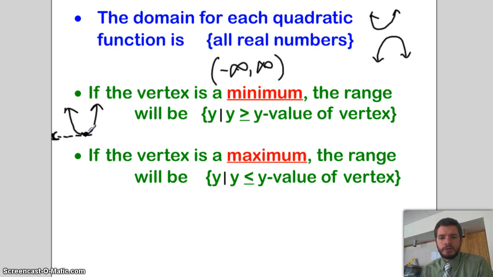Okay, so again, it's always going to be greater than or equal to the y value of the vertex. So again, I'm going to rewrite this: y is greater than or equal to C, whatever that is. Or if you wanted to do it in interval notation, it would be from C inclusive all the way to infinity.